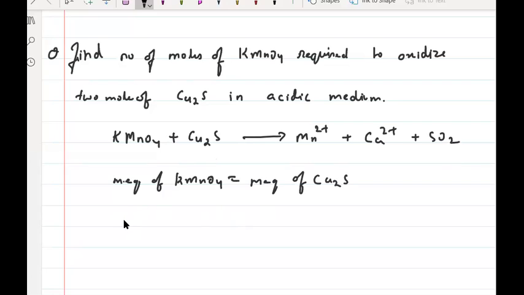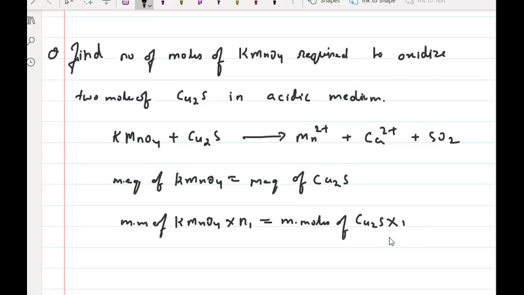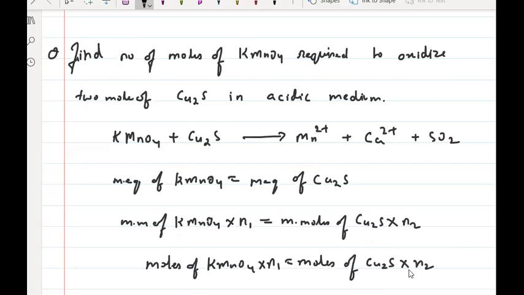Now, we know that milliequivalent is basically millimoles of KMnO4 into valency factor. So I will write N1 is equal to this, also written as millimoles of Cu2S into N2. Now, millimoles can be written as moles, it doesn't matter because milli will get cancelled. So I'll write moles of KMnO4 into N1 is equal to moles of Cu2S into N2. Everyone getting this concept till this point? Just raise your hand.